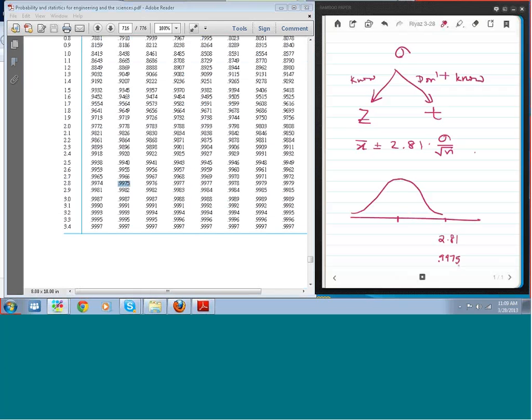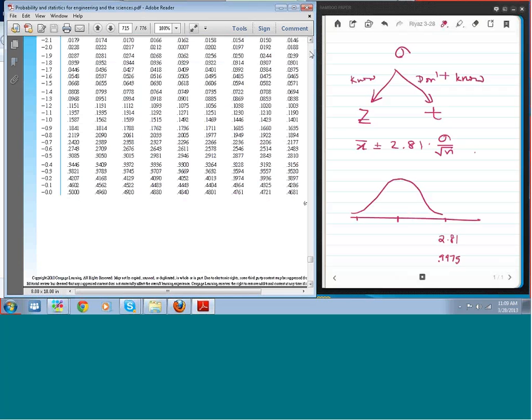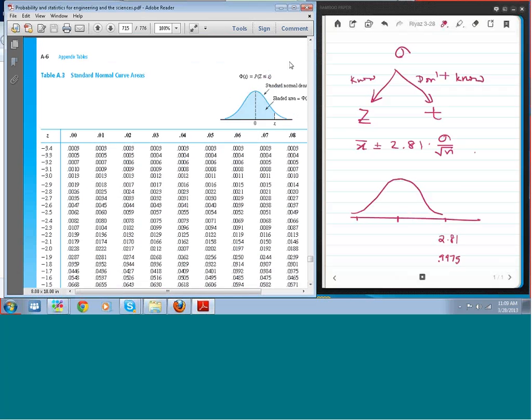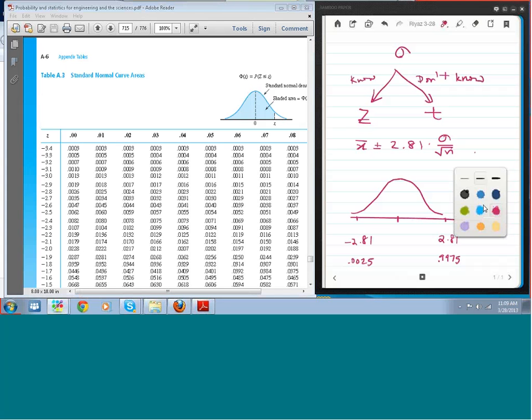So what this tells you is that for the negative side, you can look up negative 2.81, and it's 0.0025. So you're looking at a confidence interval between those two, right? You don't want this 0.0025, and you don't want the one above this, which will be another 0.0025, right? You want the middle part.